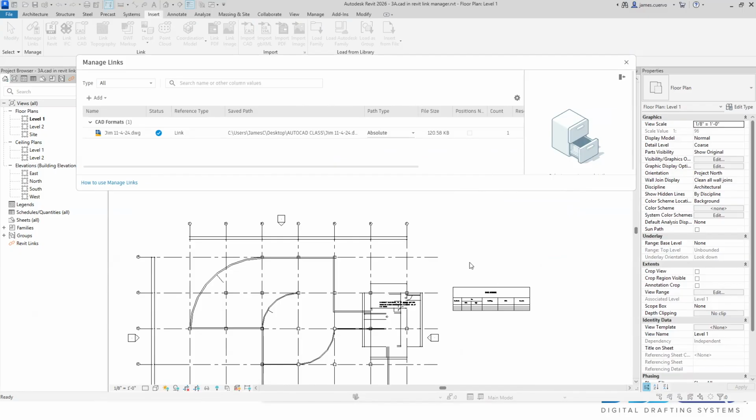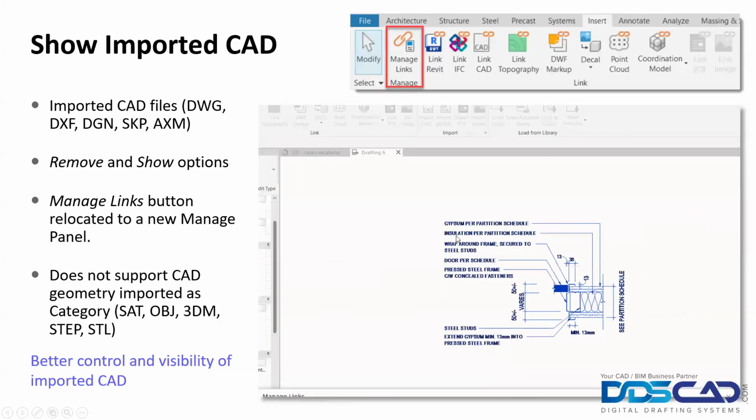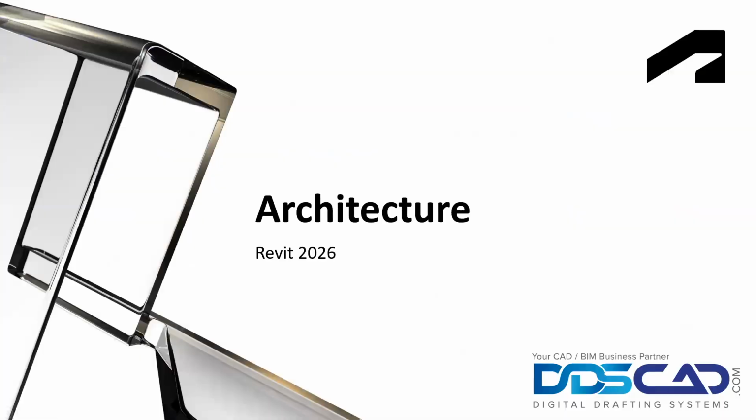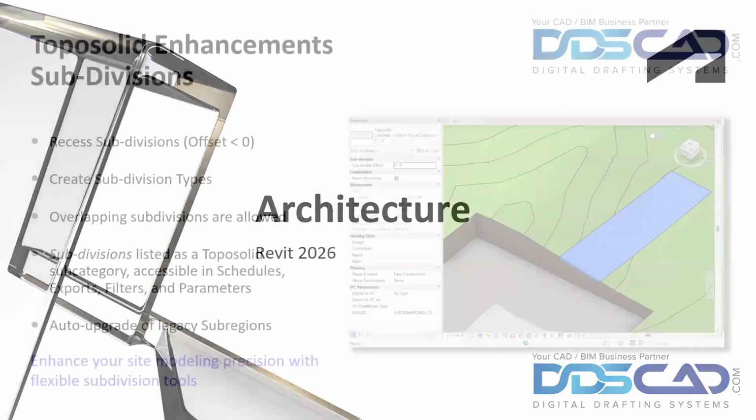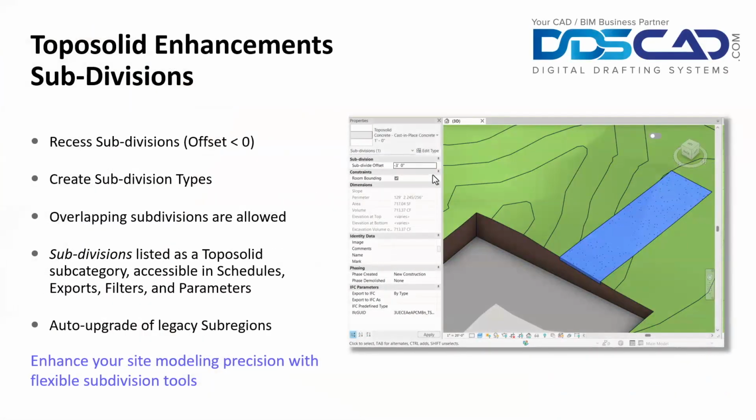Moving on, we have now the architectural Revit features, starting with Topo Solid enhancements.